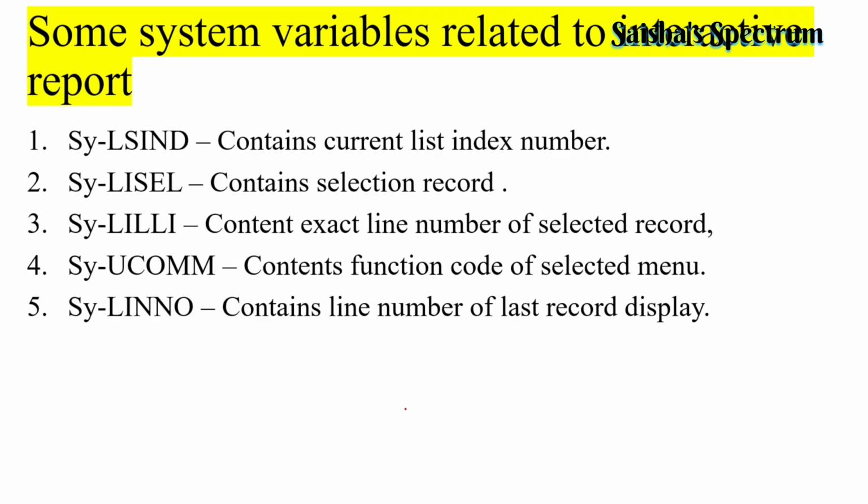There are some system variables provided by interactive reports like SY-LSIND. It contains the current list index number. Secondly, SY-LISEL. It contains the selected record. And like this, many more system variables are there.